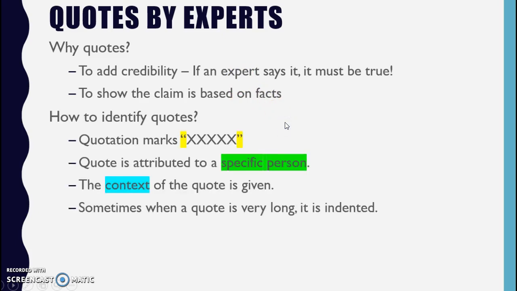And how do we see a quote in a text? Well, often we see quotation marks. The quote is attributed to a specific person. We know who said it. The author gives us the context of where the quote comes from. In what situation did the expert say it? And sometimes the quote is in the middle of the text, but when it's very, very long, it's often like a separate paragraph and it's indented. Let's take a look at an example of the way a quote is given.